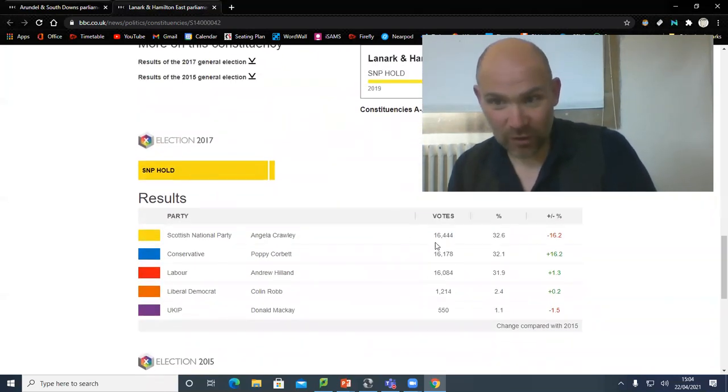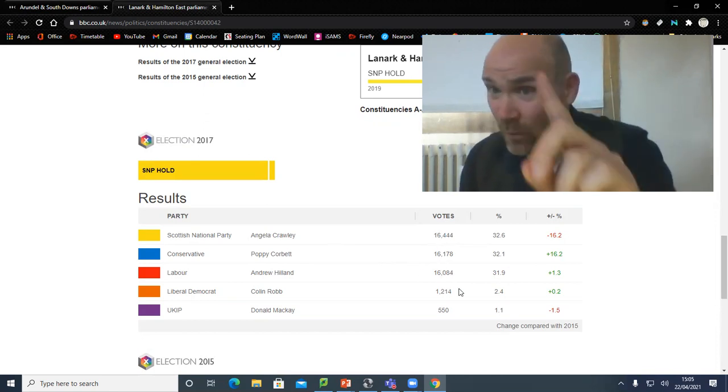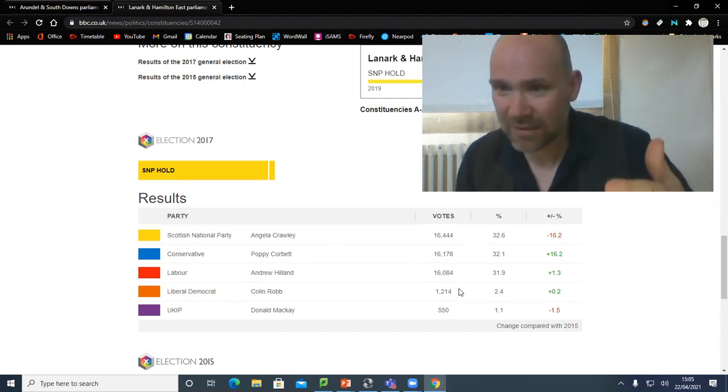Now, the reason why I like this constituency is let's just go back in time a little bit to 2017 and look at this. It's still an SNP seat, but look at this. Angela Crawley gets 16,444. Poppy Corbett gets 16,178 and Andrew Hilland gets 16,084. We have almost a three-way tie, except we don't, because it's a plurality system.